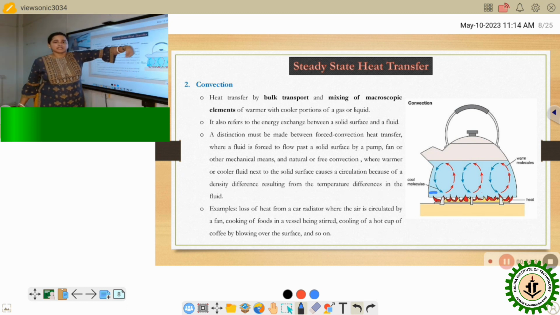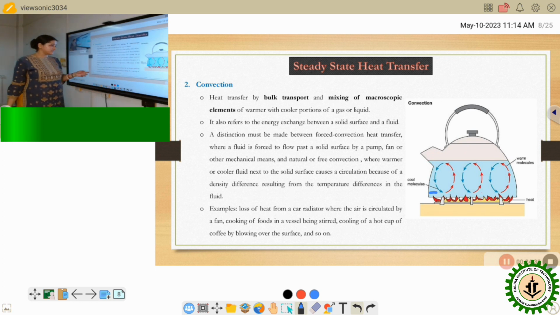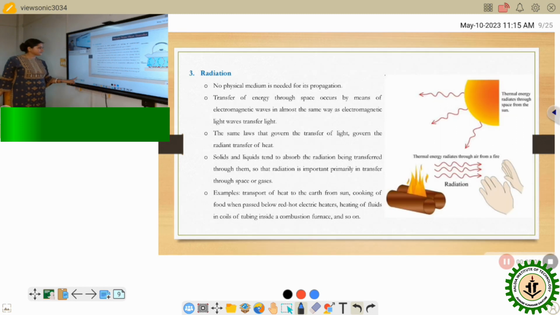And now if I put a ladle here and stir it, then it will become forced convective heat transfer. Now examples are loss of heat from a car radiator where the air is circulated by a fan, so that is forced convection. Cooking of foods in a vessel being stirred, again forced convection. Cooling of a hot cup of coffee by blowing over the surface. Here my mouth is the external source where I am blowing air over the coffee, so I am replacing it with cooler air. So again heat transfer is getting accelerated.